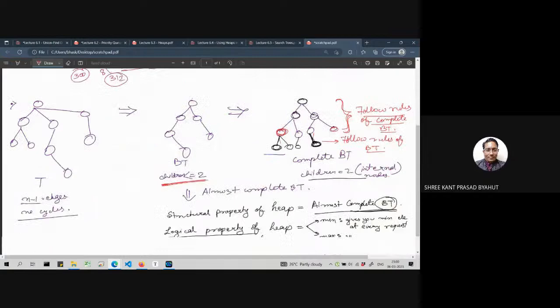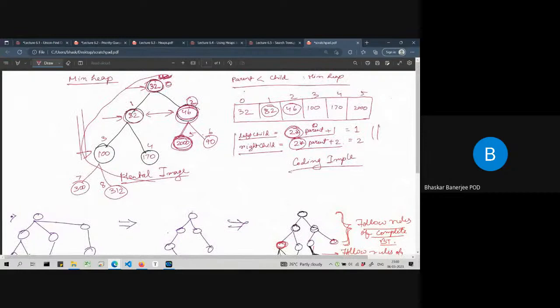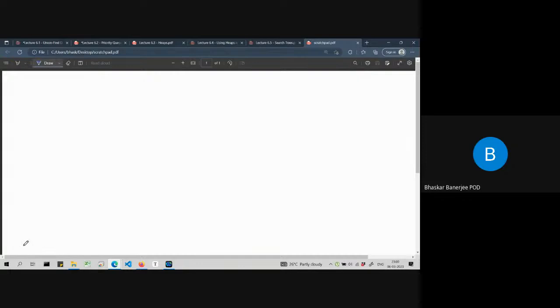So this is done. Basically heap. Now representation of heap is also done. So structural property of heap, logical property of heap, and representation of heap as an array, these three things are done. Now the next part is how to create a heap. As of now, we just filled it up in the tree structure, but we know that the heap is represented in the computer in the form of an array. Now, given an array, how can I make it into a heap?